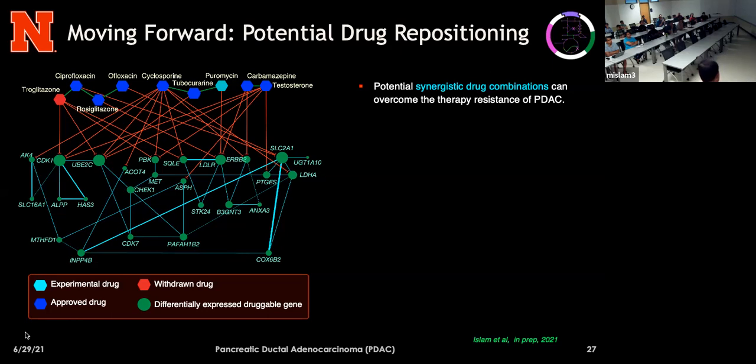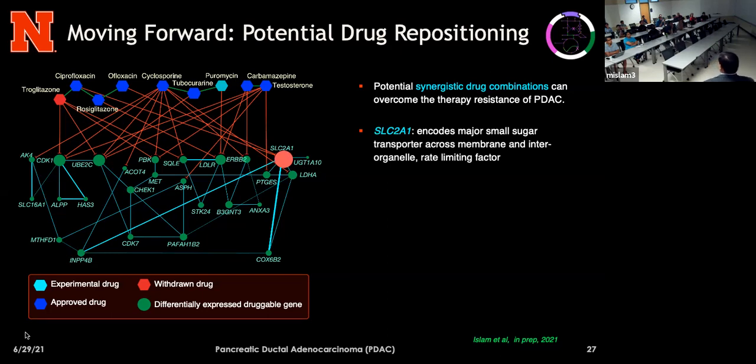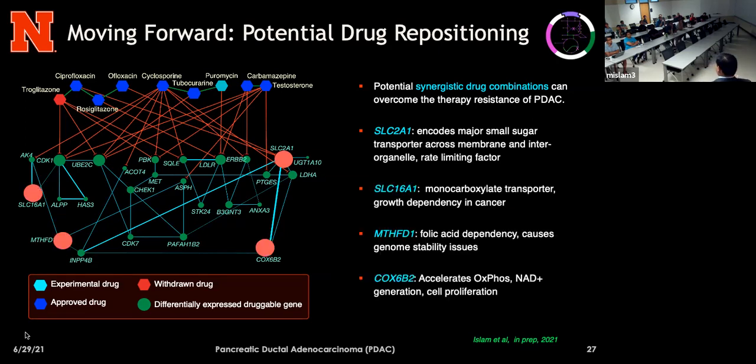And the first one that came out was SLC2A1, which is associated with the transport of small sugar molecules, not only across the membrane, but also between organelles inside the cell. And in our model simulations, this actually became an essential gene. That means it is the most growth rate limiting factor. So this could be one of the most potential targets. There are other three which I will not be explaining for the sake of time, but they also have important roles in cancer cell proliferation.